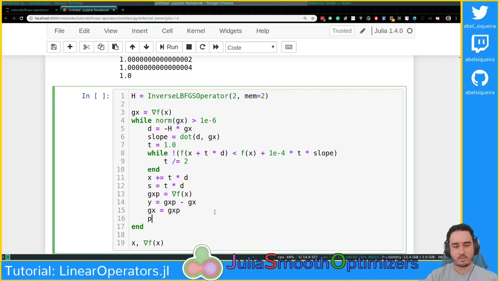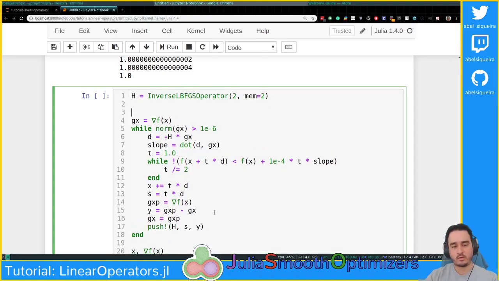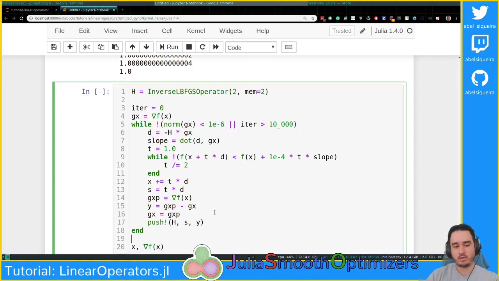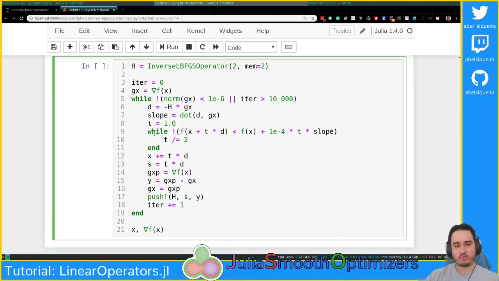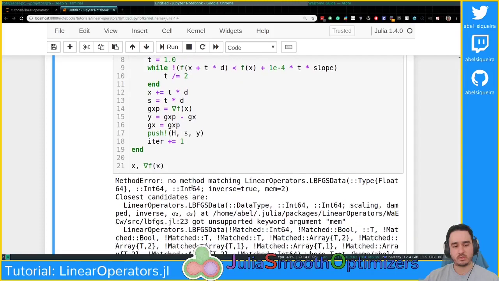So here I'm gonna push into H as s, y, and I'm gonna create a counter here for the number of iterations, I think, while not norm of g of x is less than this, or iter is more than 10,000. If I do more than 10,000 iterations, I have bigger worries. So I compute g of x here, which is updated here. x is updated here. Let's run this.